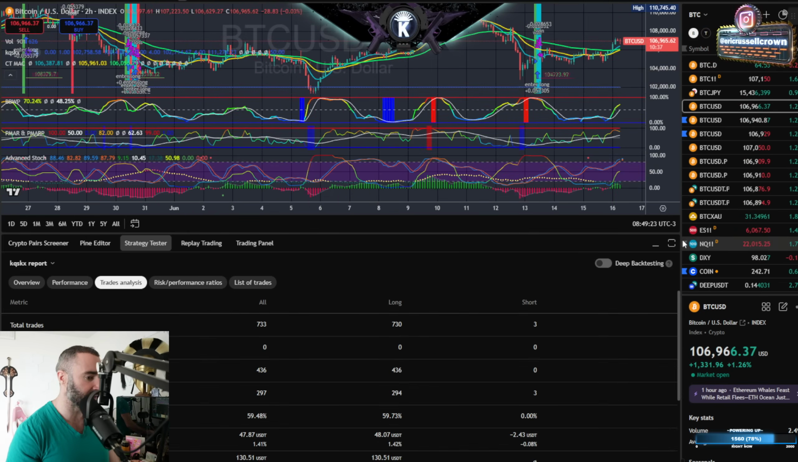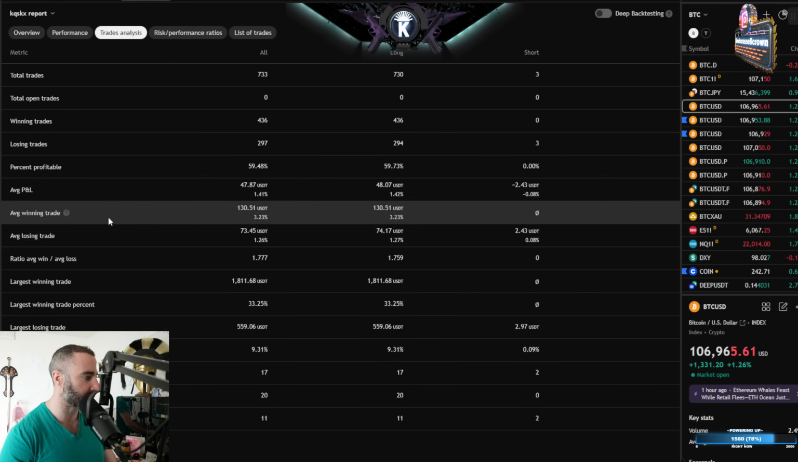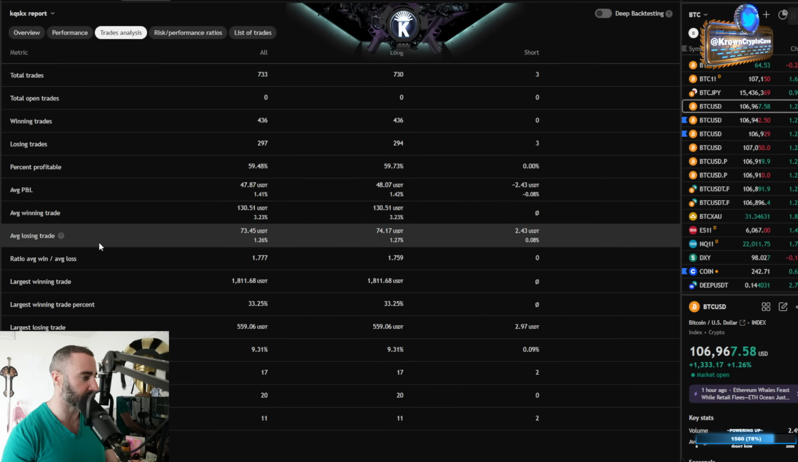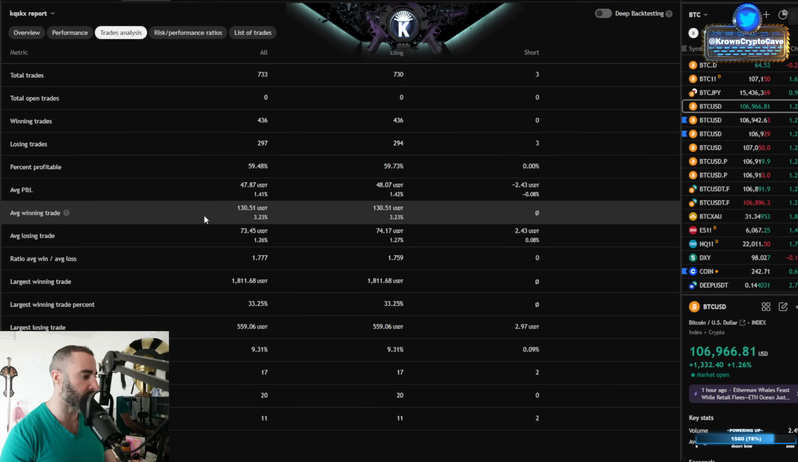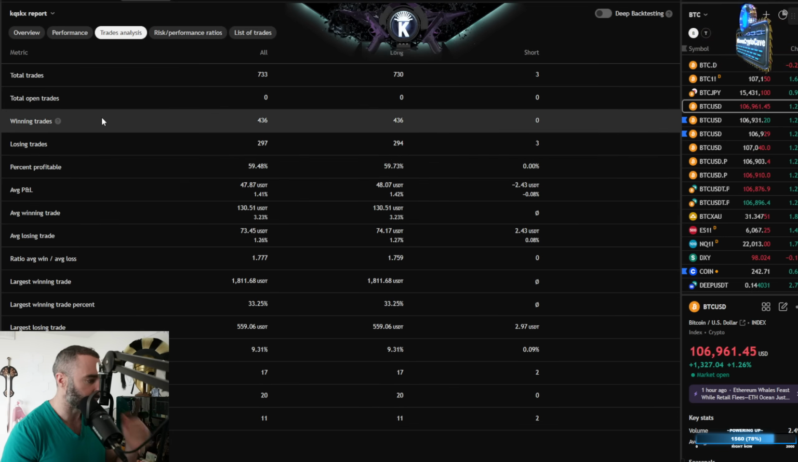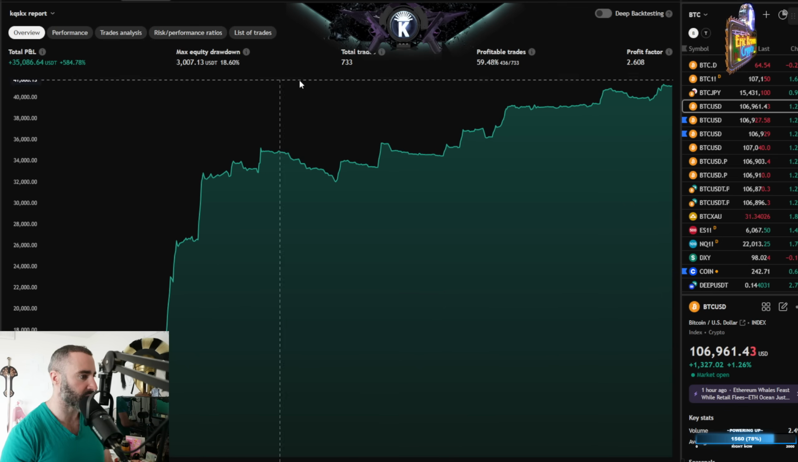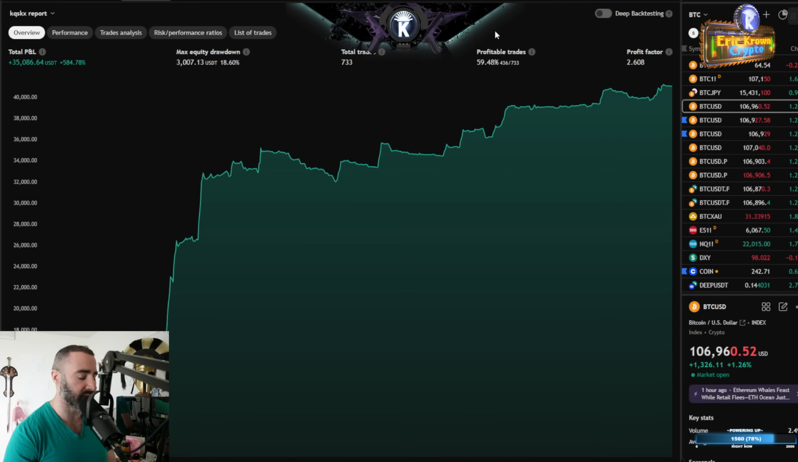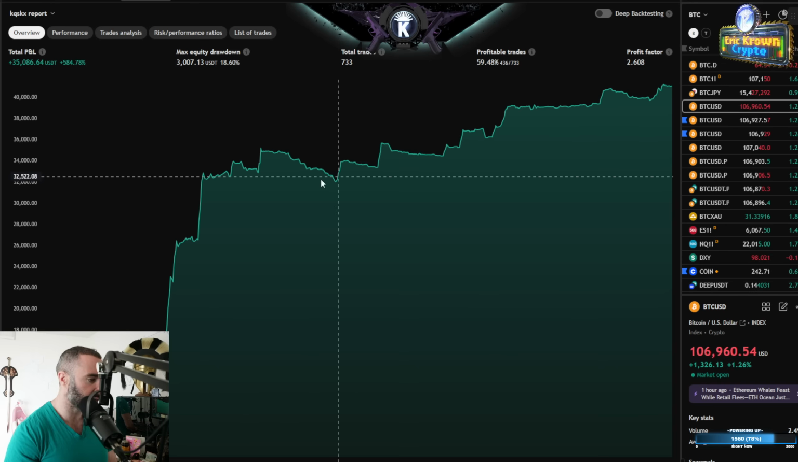Let's go through the trade analysis, check what this one's doing here. Average winning trade is giving you 3.25% almost. Average losing trade is taking away about 1.25%. You only need a 50% strike rate for this one to be massively profitable. In this case, we have over a 50% strike rate, closer to 60. So yeah, I like it, I like it a lot. I think that you did a really good job with this one.